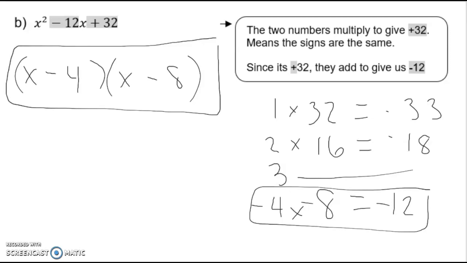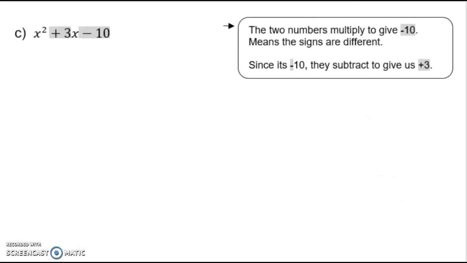Easy peasy. Okay, next example. C, x squared plus 3x minus 10. I added this in just to help you. The two numbers multiply to give you negative 10. This means that the signs are different. Remember, a negative times a positive gives you a negative, or a positive times a negative gives you a negative. So they're different, okay?